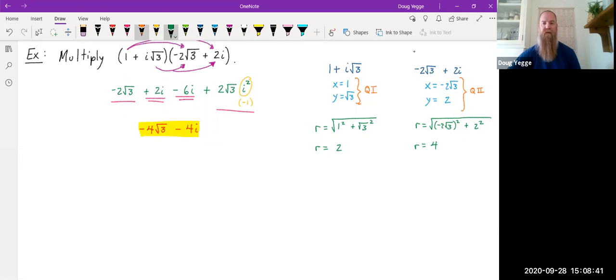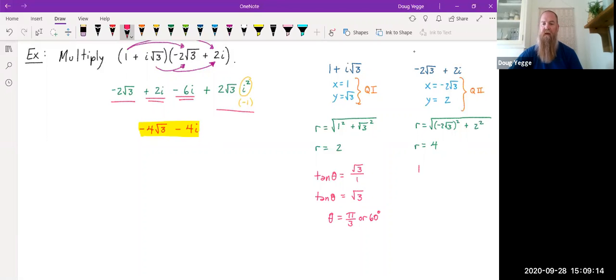We can also use this information in order to find our theta, keeping in mind that tangent of theta is equal to the y coordinate over the x coordinate. Well, we know the tangent of theta is equal to root 3, and therefore, because this is going to be in quadrant 1, we know that theta is pi over 3. So we could say pi over 3 or 60 degrees, depending on whether we're dealing with radians or degrees.